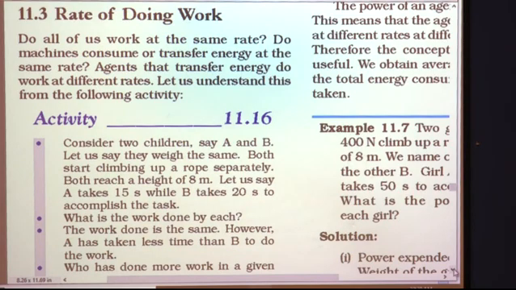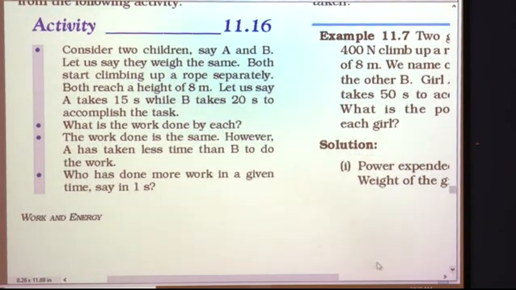Okay, there is another activity, activity 11.6. Consider two children, say A and B. In this activity there are two children named A and B. Let us say that they weigh the same. So the weight of their bodies is the same.